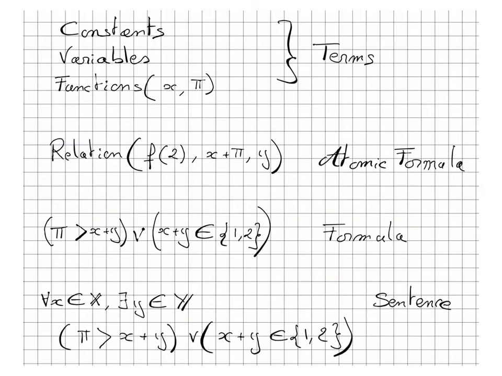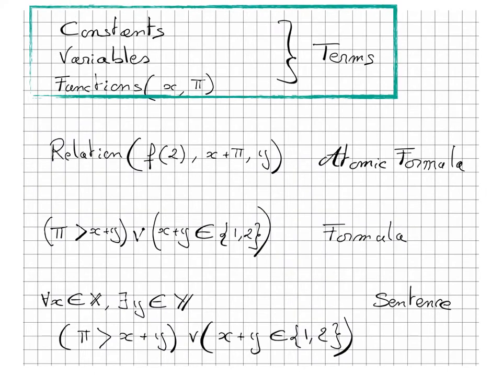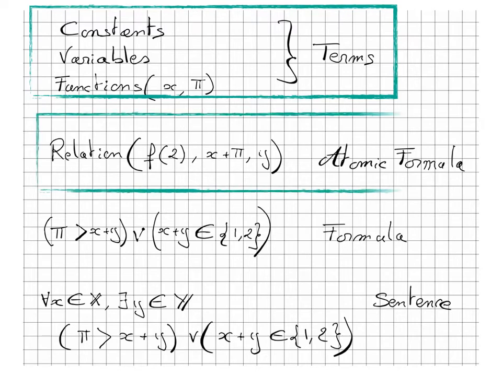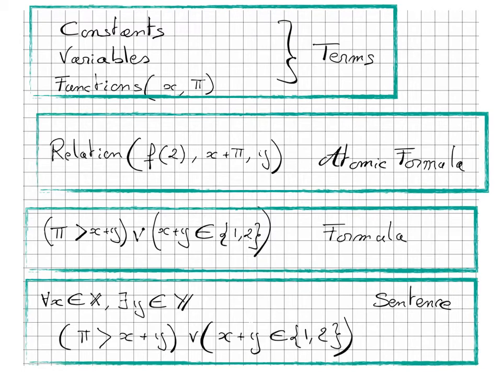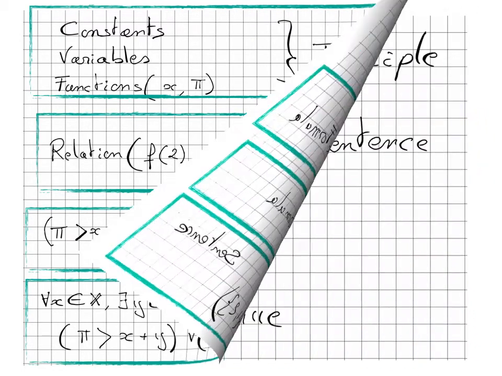And so to summarize all that, we have constants, variables, and functions, which are all terms of a language. Relations between terms are called atomic formulae, and the logical connections between atomic formulae give us formulae. And any formula with no free variable is a sentence.